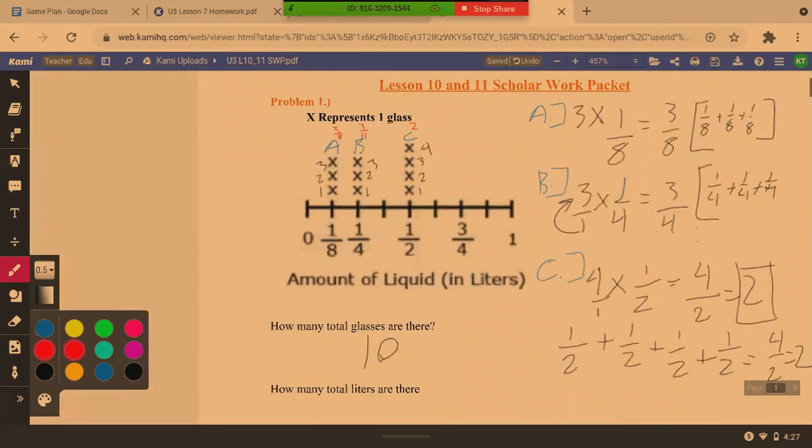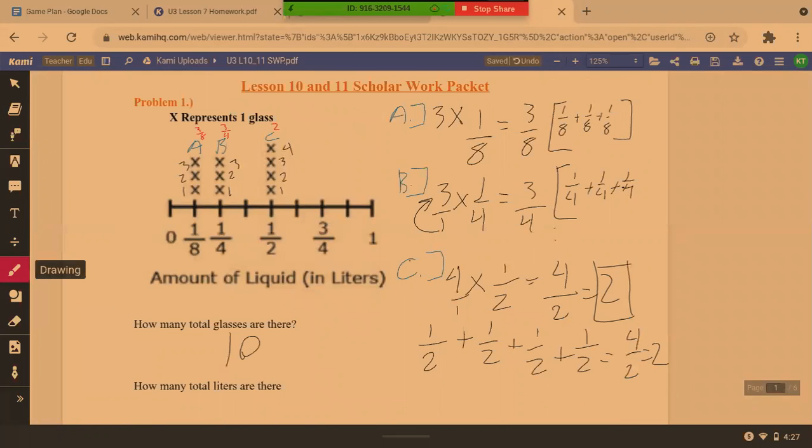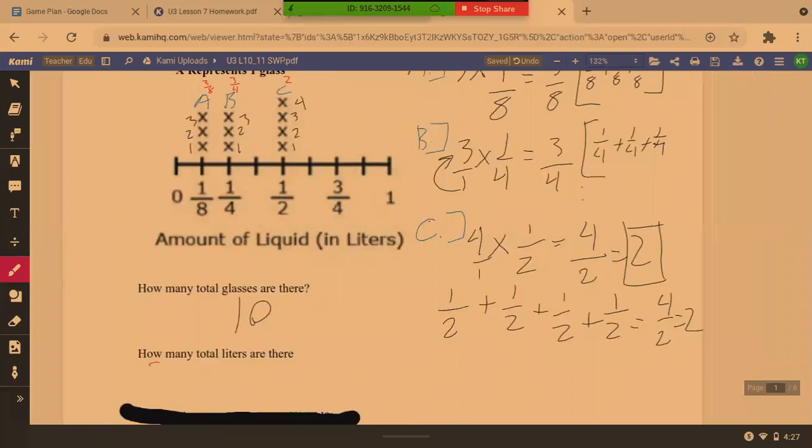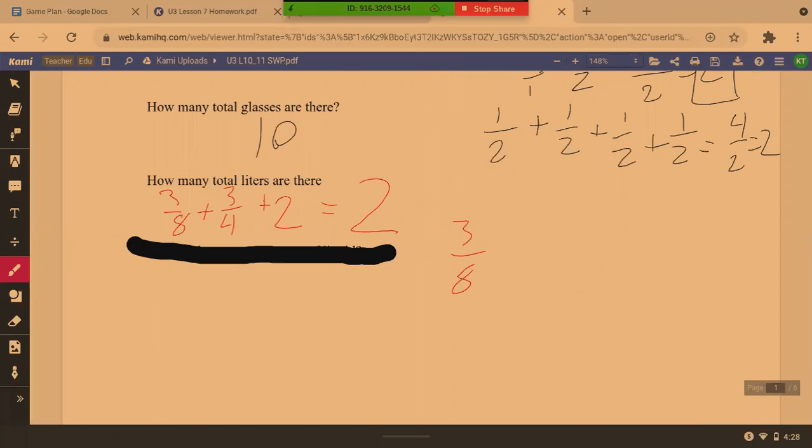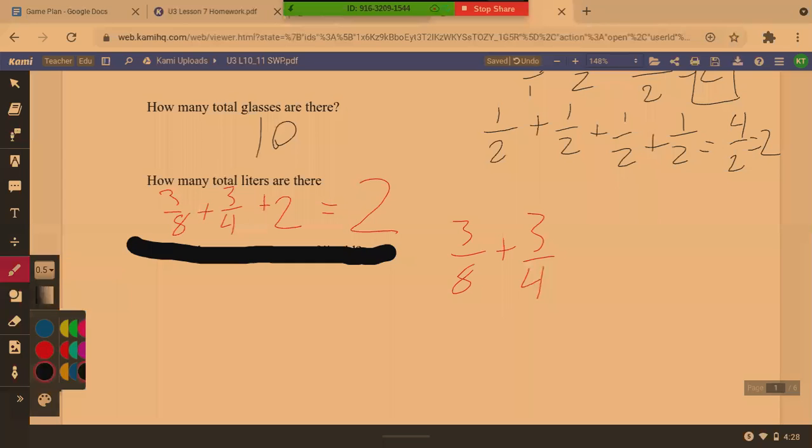Okay, so now to find the total of liters, I'm going to add each category total. So 3/8 plus 3/4 plus 2. So I'm going to get a mixed number. So it's going to be 2 and the fraction. So let's figure out 3/8 plus 3/4. Now, to add fractions, I need a common denominator. What would be the easiest common denominator for 3/8 plus 3/4?